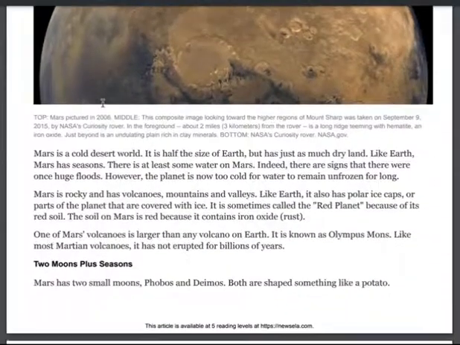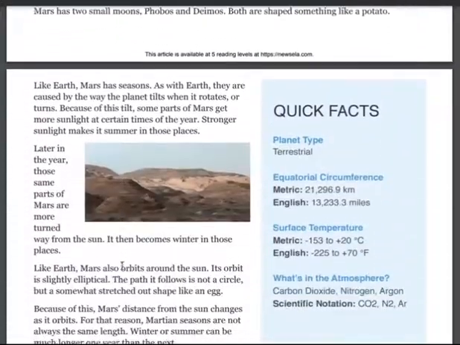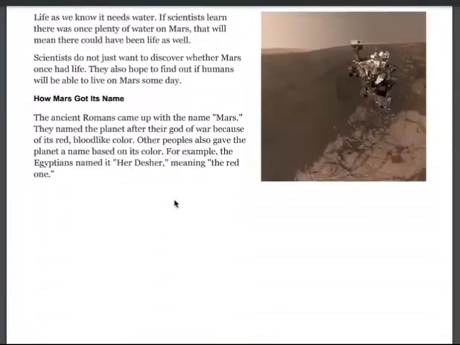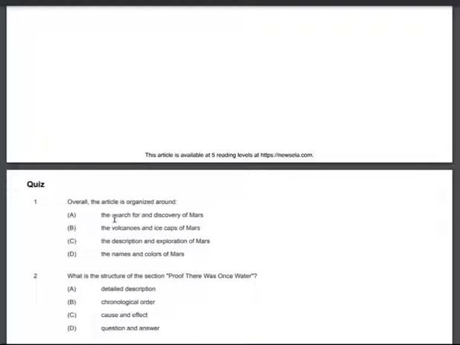Mars, the red planet, 2 moons plus seasons, proof there once was water, could humans live on Mars, how Mars got its name. So, I'm going to say the search and discovery of Mars, that is not correct. There's nothing in those headers that talks about that. The volcanoes and ice caps of Mars, maybe. The description and exploration of Mars, maybe. The names and colors of Mars, no. It's not going to talk about the names and colors. So your choices are going to be between B and C.